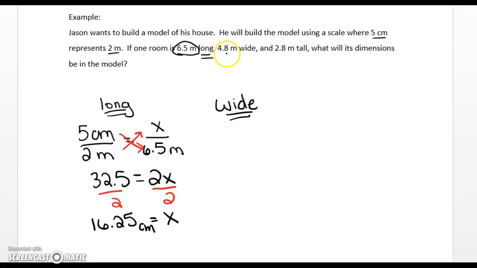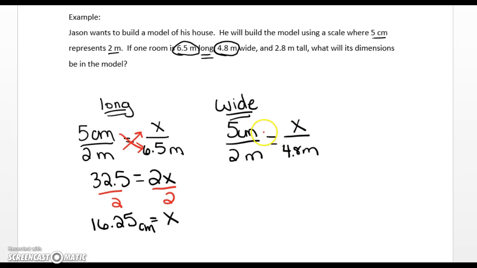Now we talk about the width of the model. So in real life here, the width of the room was 4.8 meters, and it's still going to be set up to be equal to this same proportion. So we're going to have 5 centimeters representing 2 meters. So that'll be equal to, here we have 4.8 meters, so that'll go on the bottom. We're going to be looking for those centimeters, so we're going to leave that as x.